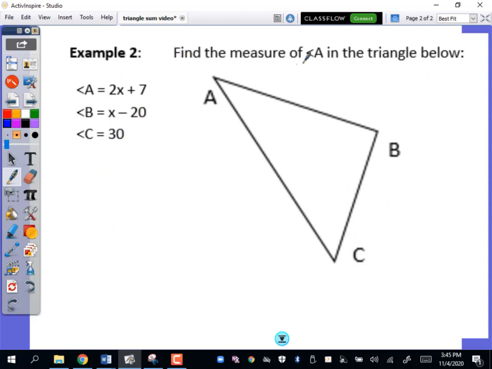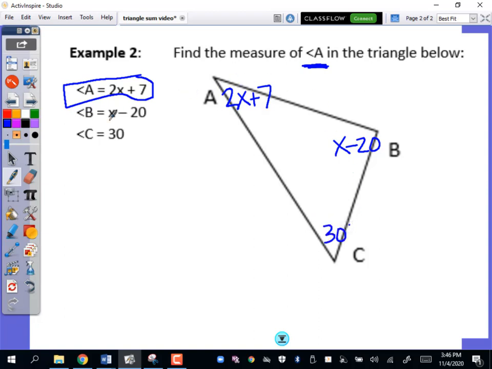So this one says find the measure of angle A. This is something we're working on: I don't just write an equation and solve for x. I have to plug it back in. In this one, I'm going to plug it in to angle A. That was ugly. So here we go. I'm going to write these angles in the picture. Angle A was 2x plus 7. I'm going to put that in the picture, 2x plus 7. Angle B was x minus 20. And angle C was just 30.